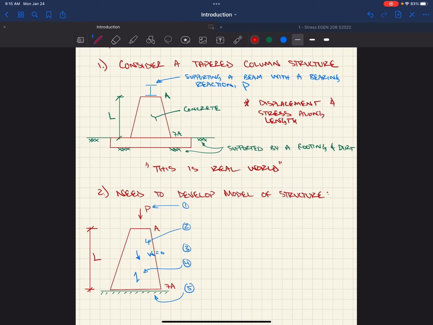So in this case, we looked at P. We're going to assume our complex behavior can just become a point load, right?